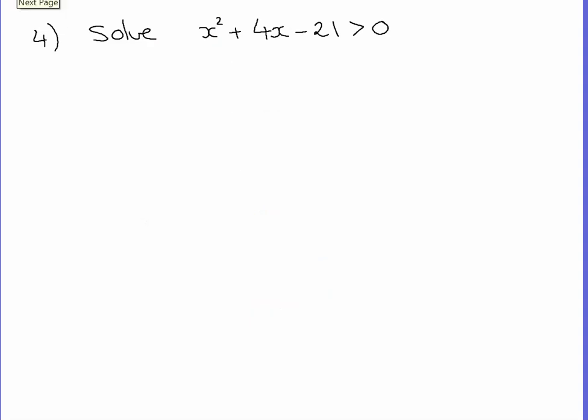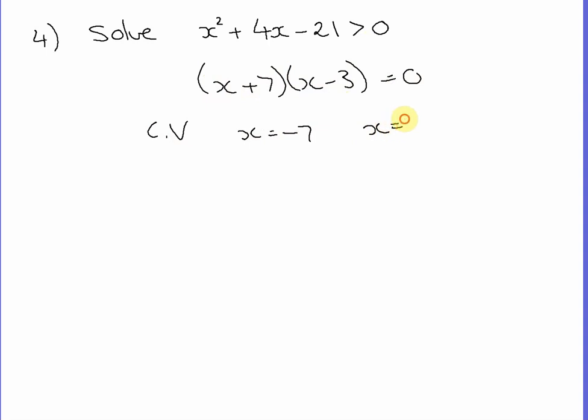Question 4. So this is much the same, but now we're looking at greater than 0, so we're going to be looking above the line. So we're going to solve it. So the factors of 21 that make 4 are 7 and 3. Product and sum equals, write down my critical values. So we've got minus 7 and 3.